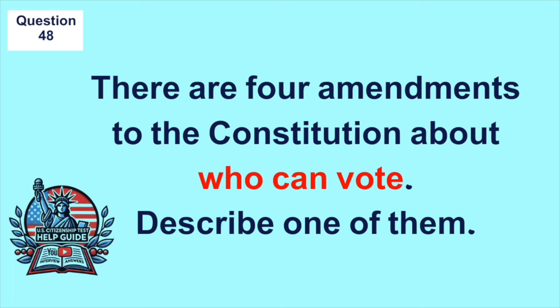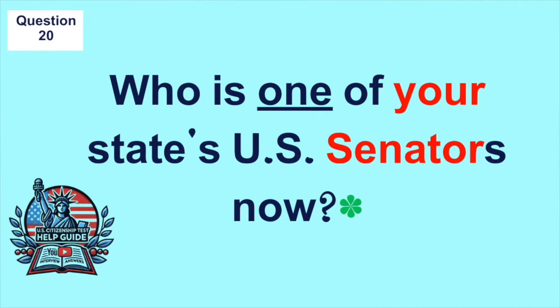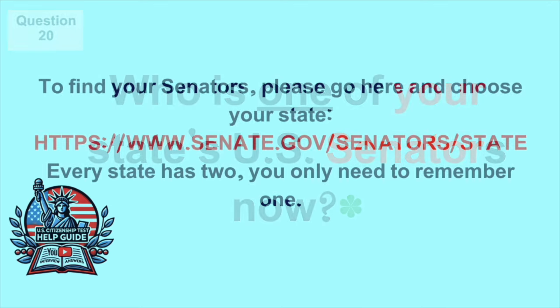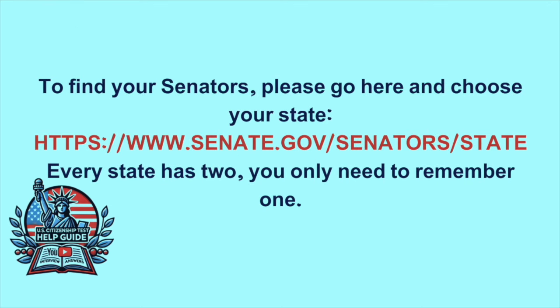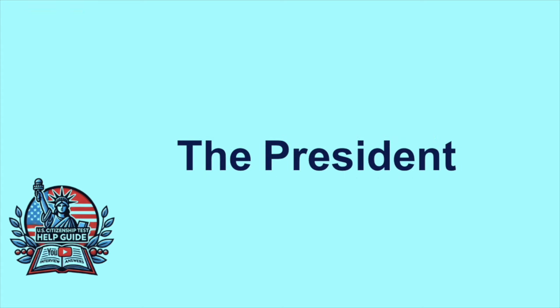There are 4 amendments to the Constitution about who can vote. Describe one of them. Citizens 18 and older can vote. Who is one of your state's U.S. senators now? Who signs bills to become laws? The president.